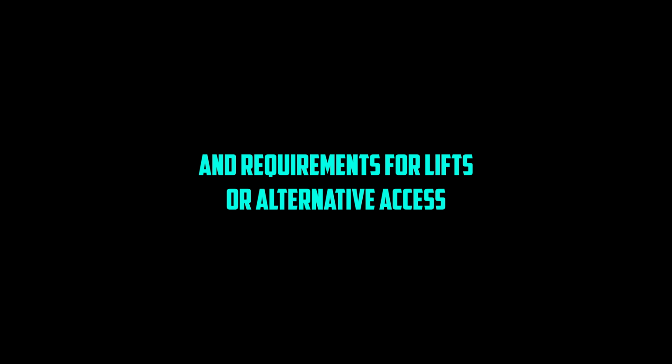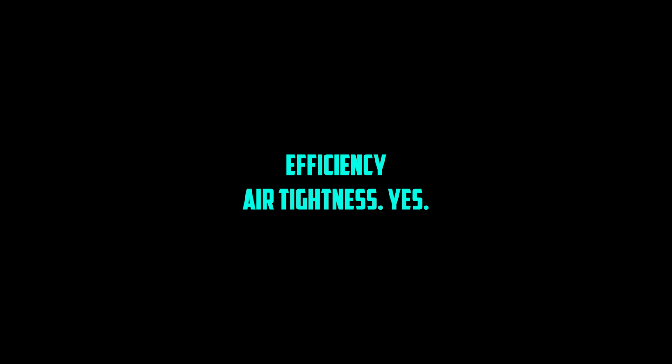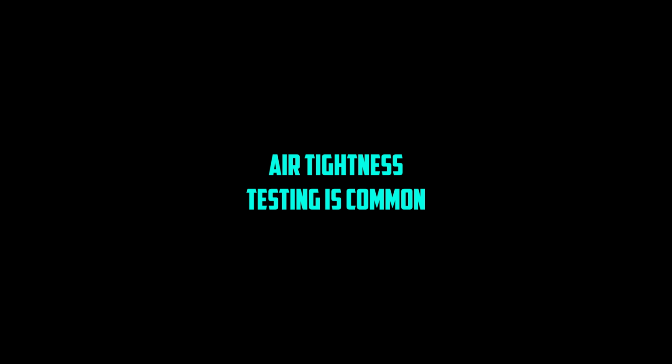Similar rules for internal doors, slightly narrower minimum width. Corridors need minimum clear widths, and requirements for lifts or alternative access like stair lifts or platform lifts. And testing the finished building. Energy efficiency, air tightness. Yes, commissioning reports for heating and ventilation systems. Air tightness testing is common now for new builds to check for leaks using smoke or pressurizing the building. Helps identify thermal bridging issues too, where heat escapes easily.